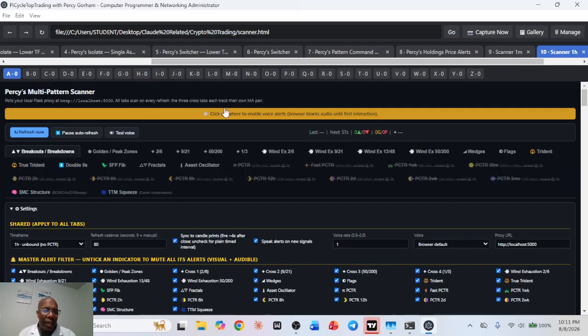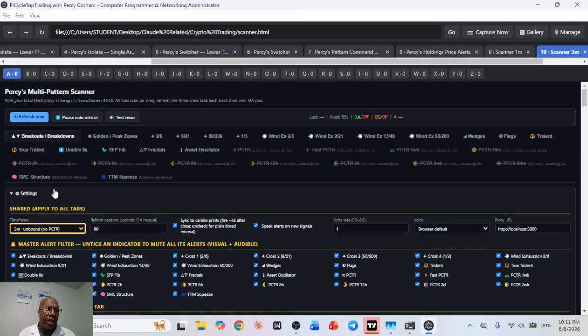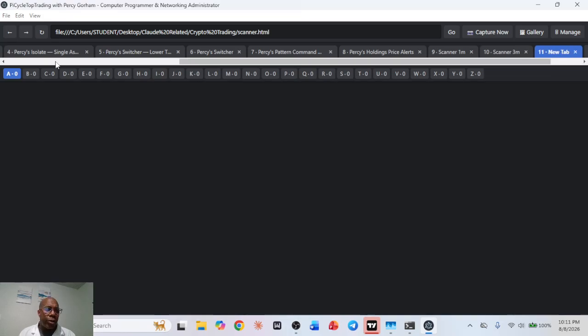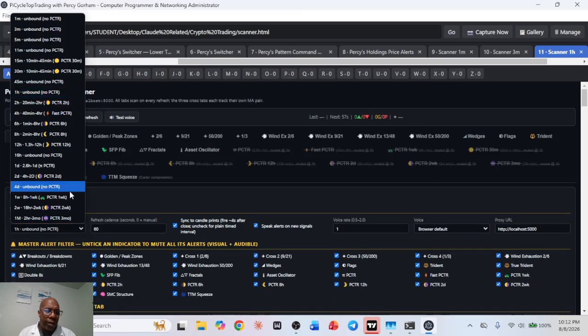And even though I don't want to initiate that voice, I can just go from the 1 hour time frame to a 3 minute time frame. That's 1 minute and 3 minutes open. And I can open up yet another scanner. And I can just go down the list and start scanning until my heart is content for every time frame. That's what the other computer is doing in the background.